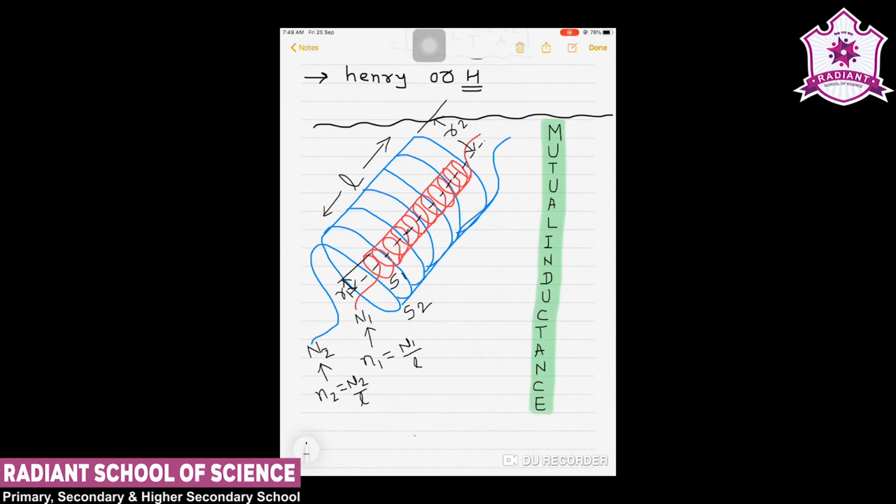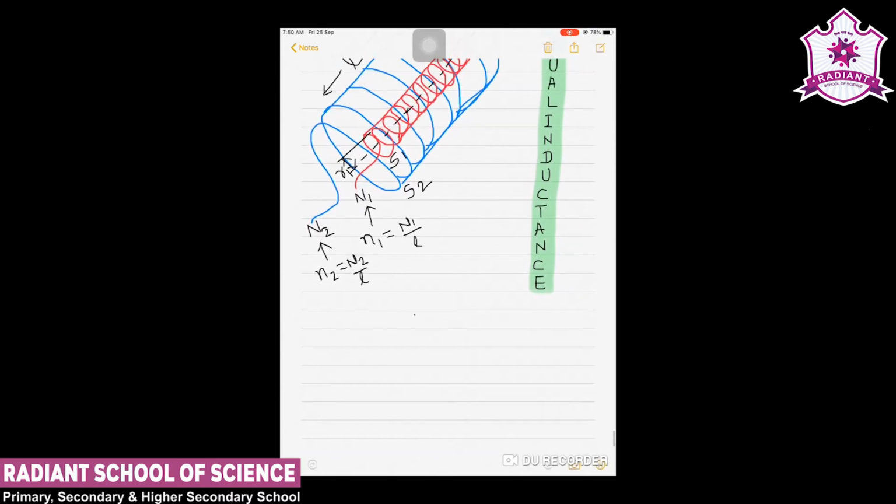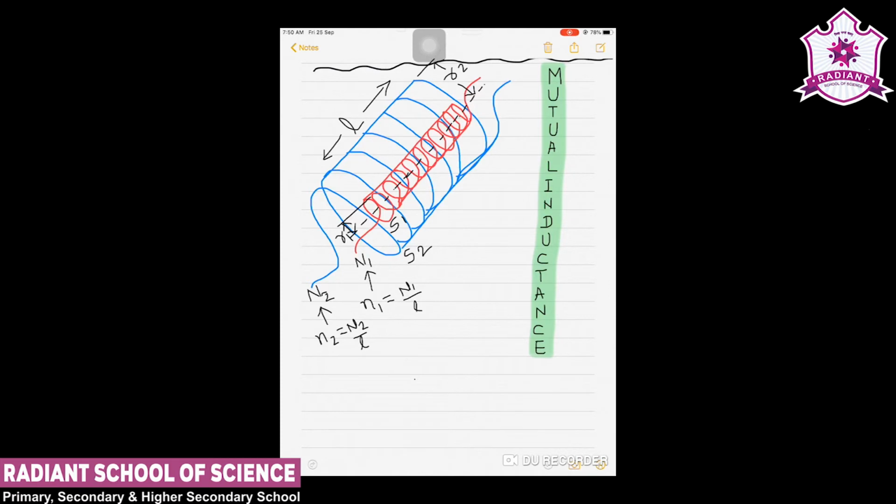Now we consider that capital N1 and capital N2 are the total number of turns of coils S1 and S2 respectively. Now we say that when a current I2 passes through the coil S2, it sets up magnetic flux through S1. Let us denote it by phi 1, and the corresponding flux linkage with the solenoid S1 is N1 phi 1, which is proportional to I2.